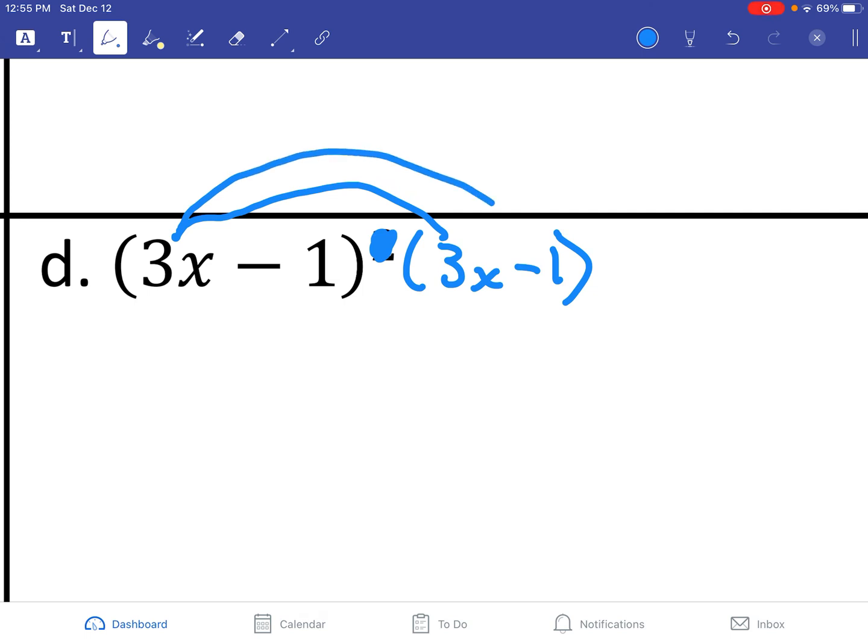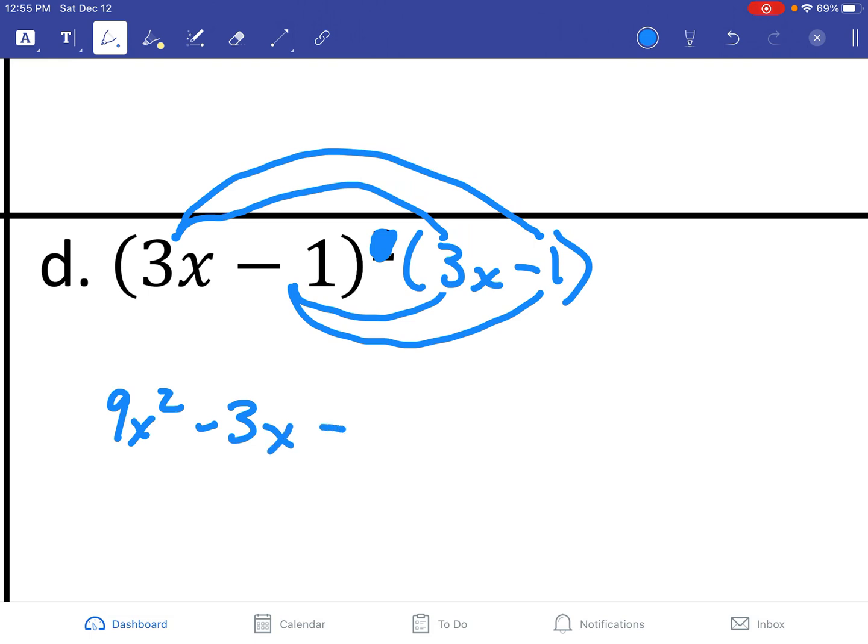So we got 3x times 3x, 3x times negative 1, negative 1 times 3x, and negative 1 times negative 1. So the first one, we're going to get 9x squared, then negative 3x, then negative 3x again, and negative 1 times negative 1 is positive 1. This time I didn't line up the like terms in a column, but that's fine. It doesn't make a difference. You still have to combine the like terms, though. You're going to get 9x squared minus 6x plus 1.